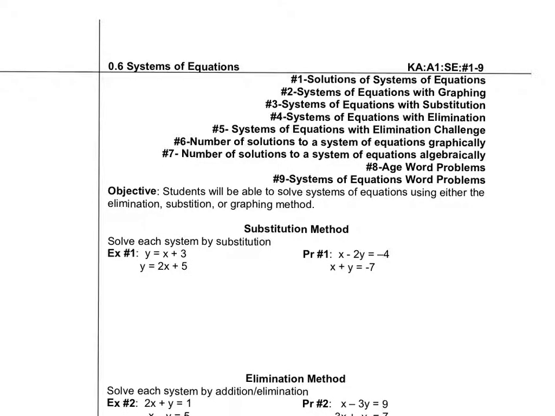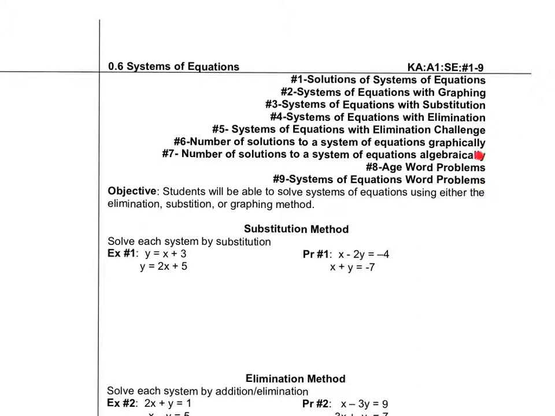All right, 0.6, systems of equations. These are all the skills that I found under Algebra 1 that we're going to do. It's basically the whole chapter of systems of equations, but this is all review. And so it might take us a little bit of time to get through all these, but most of these are going to be pretty straightforward.